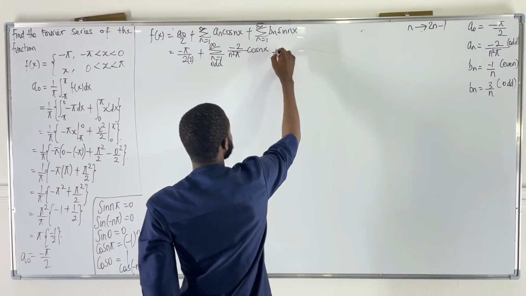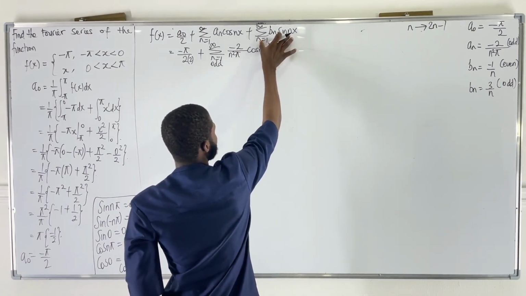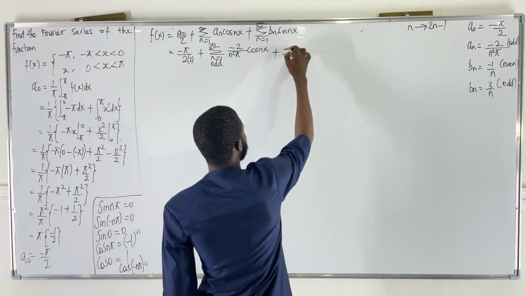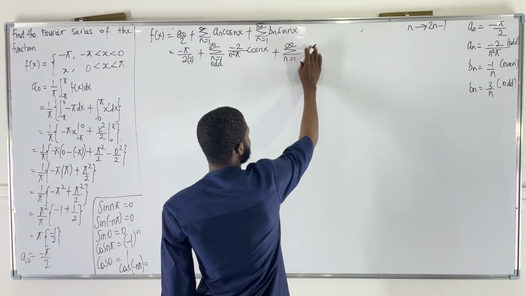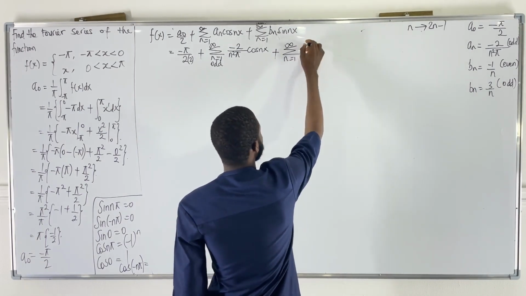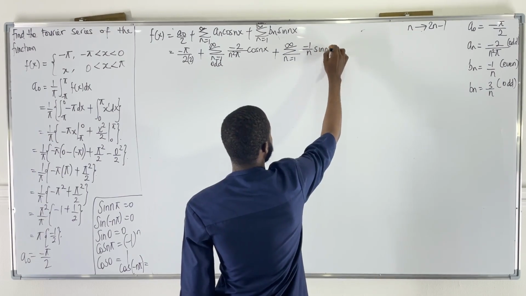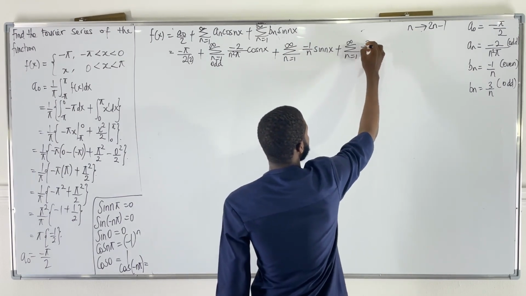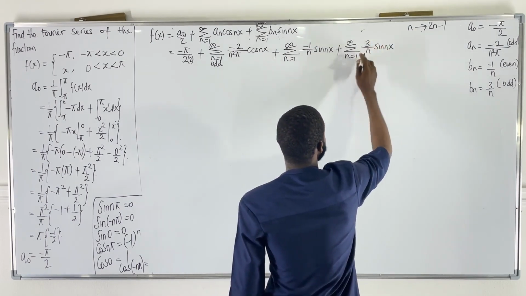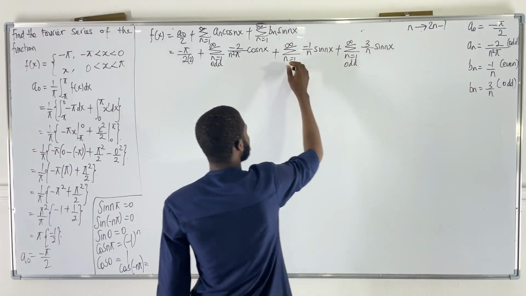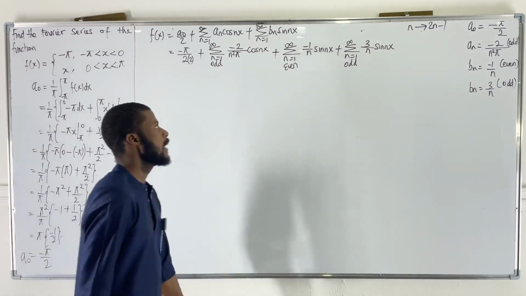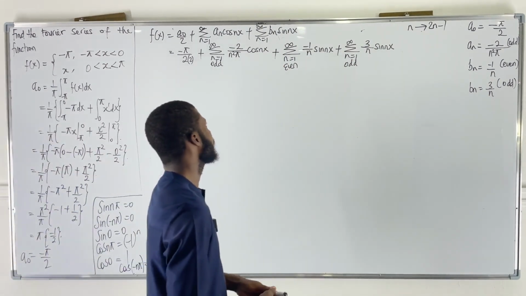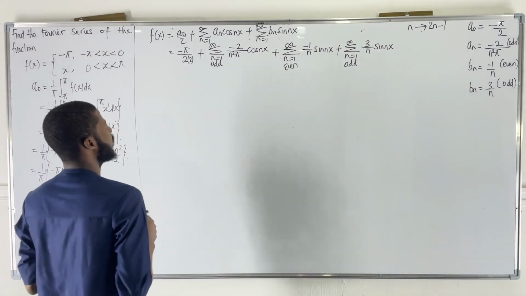Let's proceed. Now, we're going to split this sum because we have 2 values for b sub n. So we're going to split it into 2. So we're going to say the sum from n equal to 1 to infinity of minus 1 over n sine nx plus the sum from n equal to 1 to infinity of 3 over n sine nx. So this one is odd, this one is even. Yeah, but like I said, on a graphing calculator, you can't really be doing this. So let me present this in a much better way.